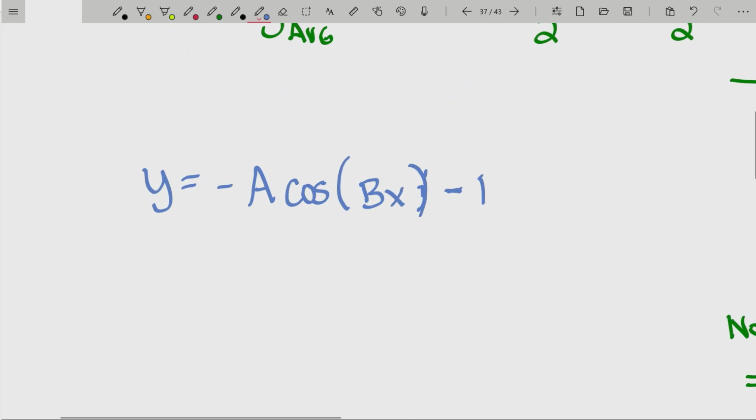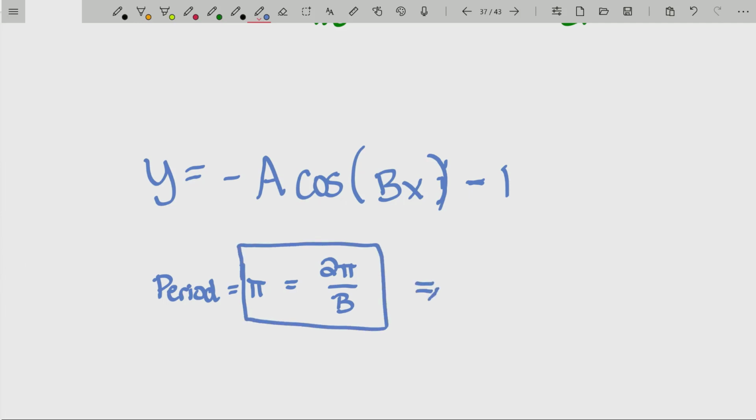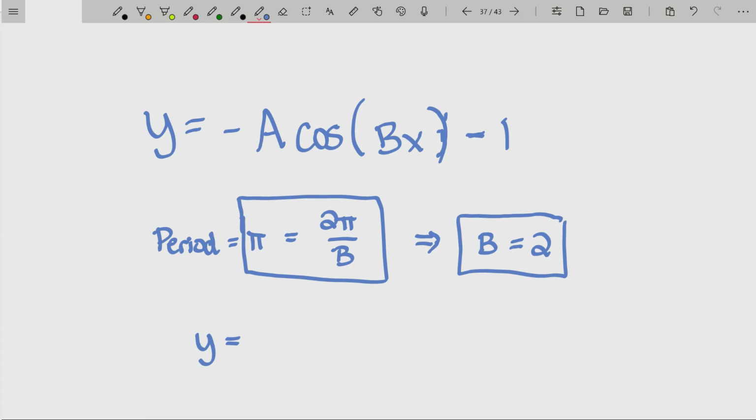Okay, but the period, we've just said, is pi. But remember, the period should be 2 pi over b. So you can take this equation and solve it for b. Multiply both sides by b, divide both sides by pi, and you would get that b is equal to 2. So now our equation becomes more refined. It's a negative a cosine of 2x minus 1.